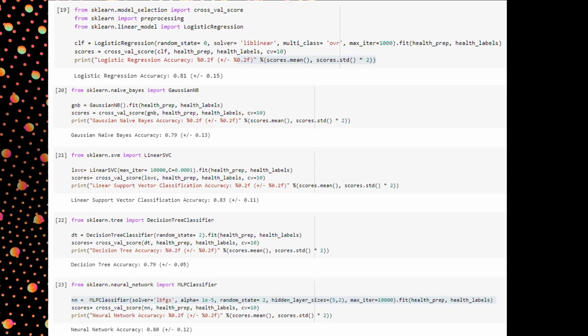Then I decided to try the linear SVC. It was one I heard about, and I wanted to try more with the support vector approach and see how that went. It got 0.83, so that one definitely did better. That was an improvement.